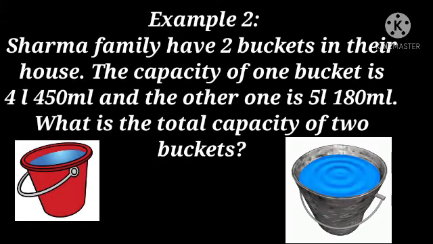Example 2. Sharma family have 2 buckets in their house. The capacity of one bucket is 4 liters 450 milliliters, and the other one is 5 liters 180 milliliters. What is the total capacity of 2 buckets? Total is the keyword of addition. Children, here we have to add the capacity of 2 buckets.